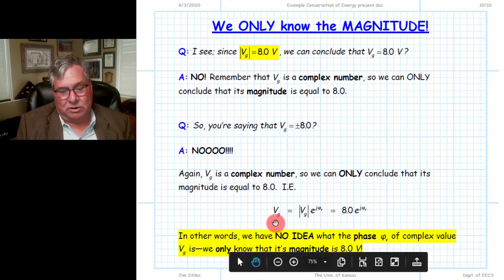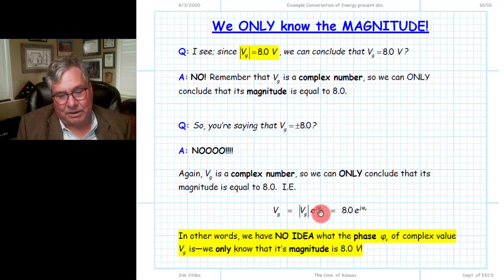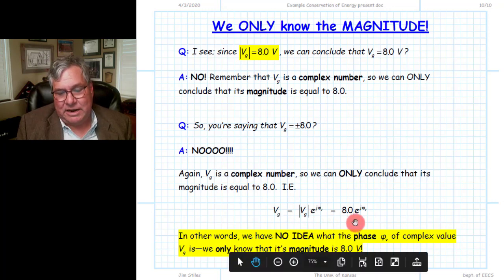This open circuit voltage is a complex number, and therefore we can represent it in this way. It's the magnitude of that complex number times e to the j phi, where phi is the phase of that complex number. We know the magnitude is equal to 8, so we know Vg we can write in this form, 8 times e to the j phi. What is the value of this phase that we have here? Well, we don't know. There's no way to know.